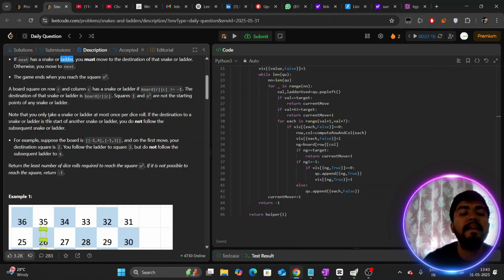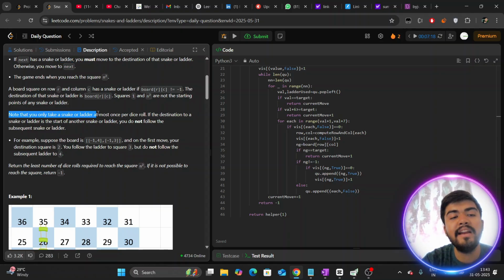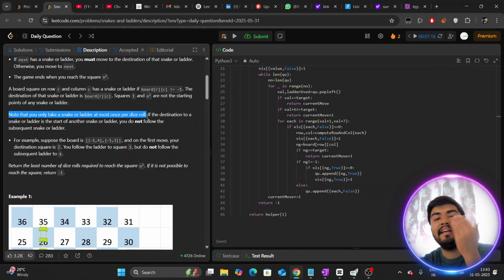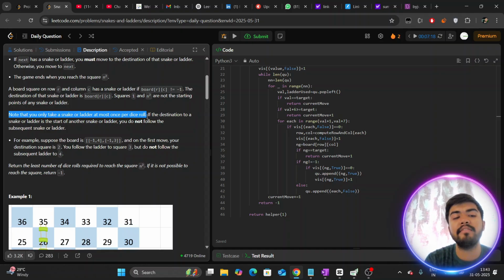Now note that you only take a snake or ladder at most once per dice roll. Please take note of this particular point, because I missed reading this line properly, and for that I needed almost 1 hour extra to get the AC. Otherwise I would mostly get accepted on the very first go. I did not focus on this line that much because I already played Ludo rigorously in my childhood, so I know what the game is. But in these particular lines they have made things kind of haphazard.